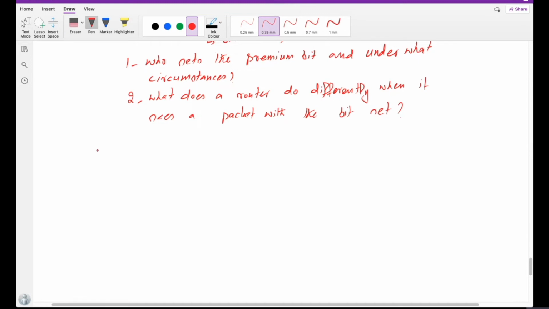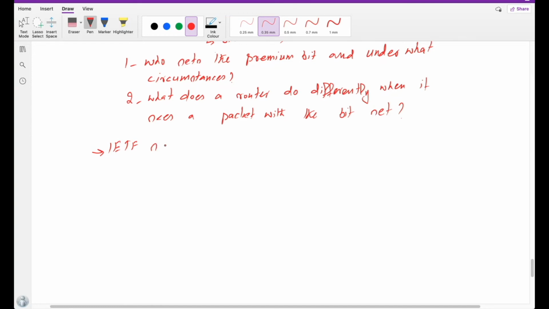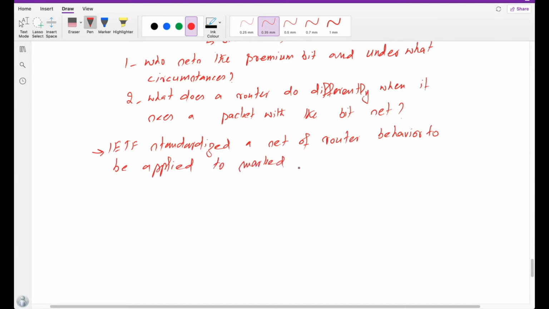So here we have a variety of router behaviors defined by the Internet Engineering Task Force, which has standardized a set of router behaviors to be applied to marked packets.